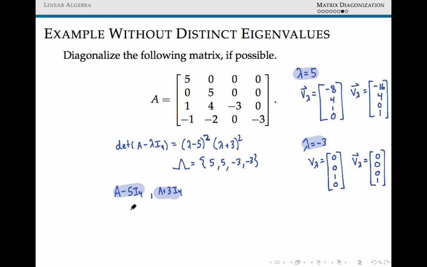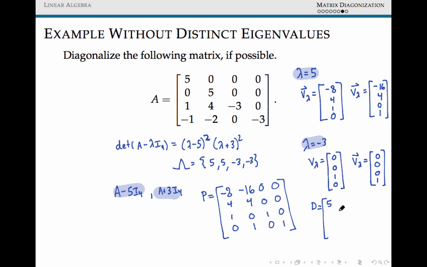From this, we can see that our matrix P that we'd be interested in, again keeping my diagonal entries in this same order, a matrix P that would work would be negative 8, 4, 1, 0, negative 16, 4, 0, 1, 0, 0, 1, 0, and 0, 0, 0, 1. Again, this is for a diagonal matrix D with entries 5, 5, negative 3, negative 3, and zeros off the diagonal. I'll leave it to you to check.